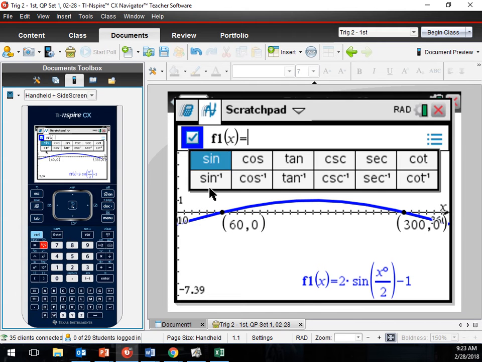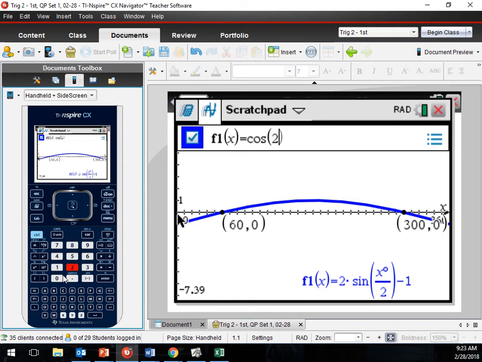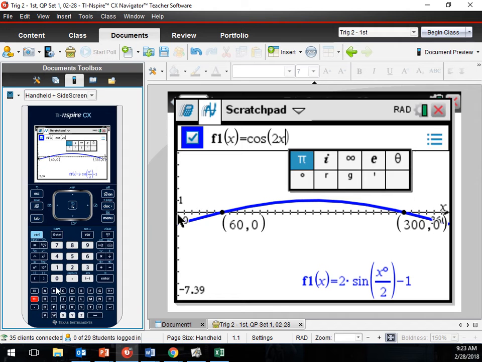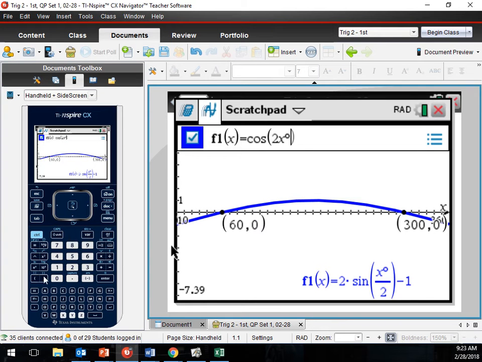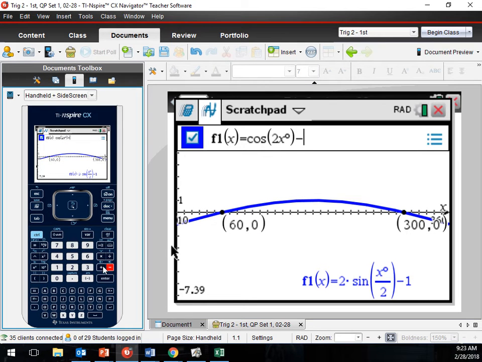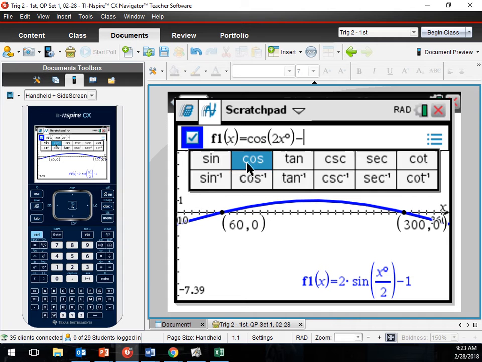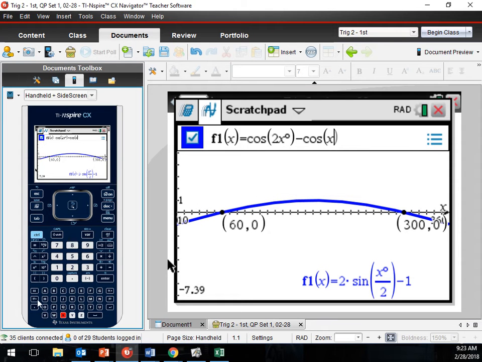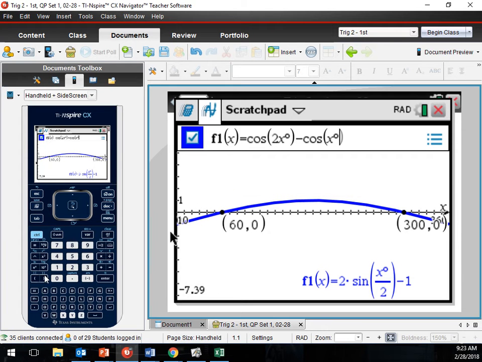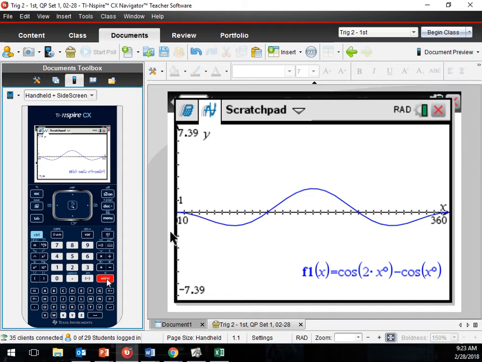So cosine 2x degree minus cosine of x degree. There you go. Hit enter. Now, does it look like I have an answer over here? Yes. How do I test that? You do -2. Okay, so let's do that.